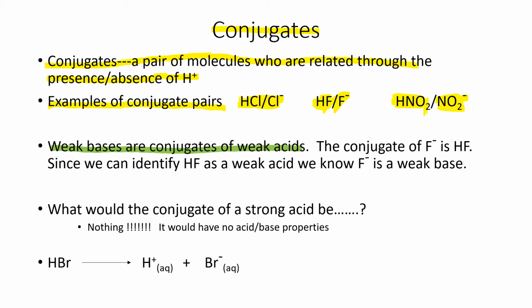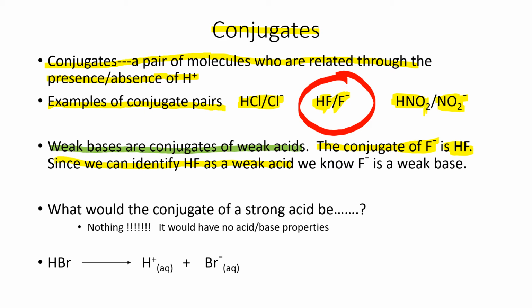So let's look at how this works. We're trying to figure out what's going on with F minus. The conjugate of F minus is HF. Remember, we already saw them as a conjugate pair. One has the H plus, one does not have the H plus. We can already identify HF as a weak acid. How do we know it's a weak acid? We know it's a weak acid because we can identify it as an acid and it's not on that list of the 6 strong acids. So we instantly know HF is a weak acid.